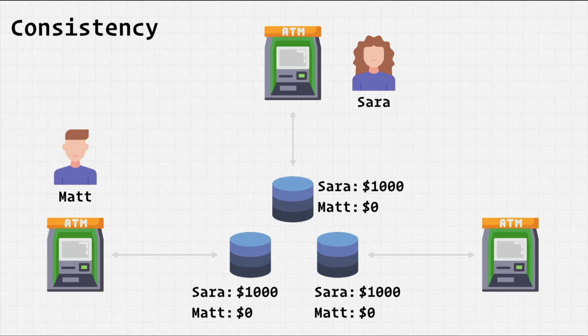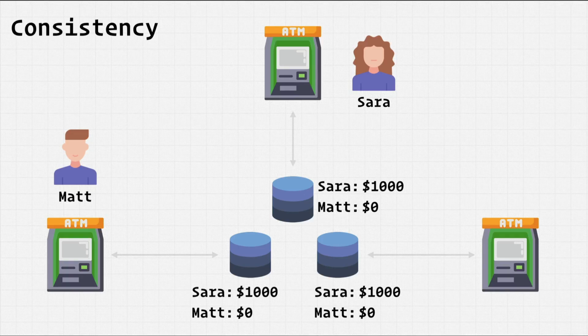If Sarah were to visit any of these 3 ATMs, she needs to see that her balance is consistent across these 3 databases, meaning that she has $1,000 no matter what ATM she checks. And because no matter what ATM she checks, each of these databases that they're respectively connected to must reflect the same balance, i.e., they must hold the same data.